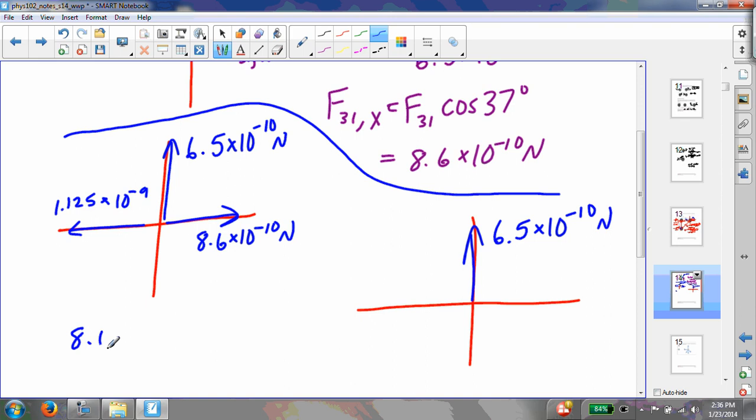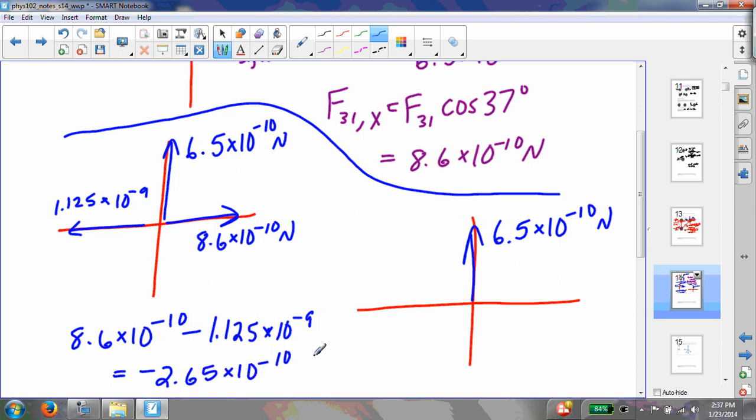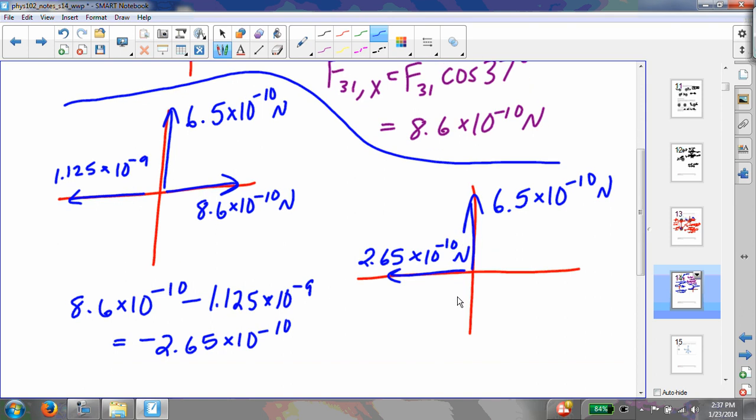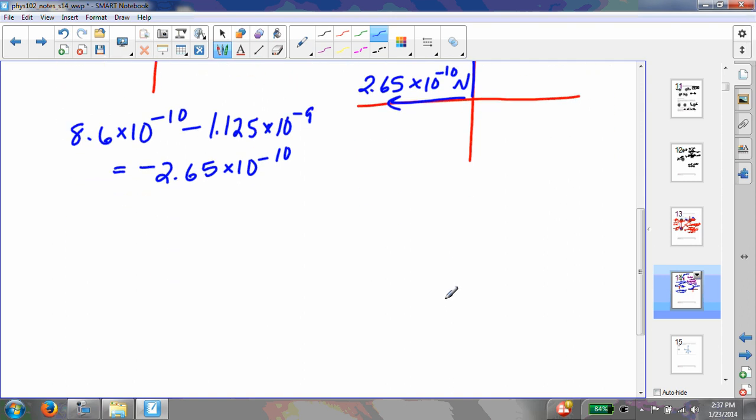I say 8.6 times 10 to the minus 10 minus 1.125 times 10 to the minus 9. I get negative 2.65 times 10 to the minus 10 newtons. And so that vector, since it comes out negative, is over here. 2.65 times 10 to the minus 10 newtons. All right, so now those are my two vectors, and they make up a new vector, and I want to know what is the magnitude and direction.